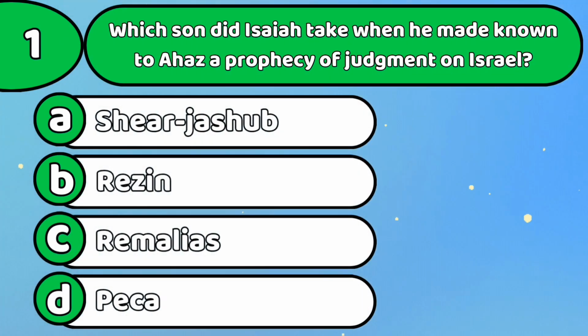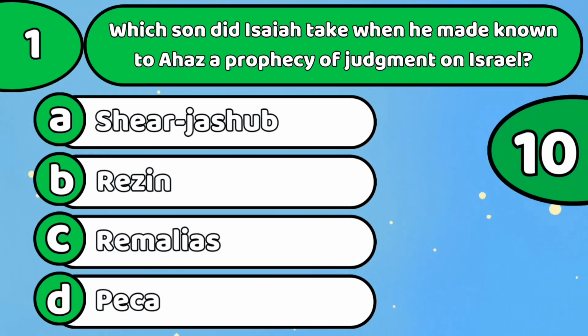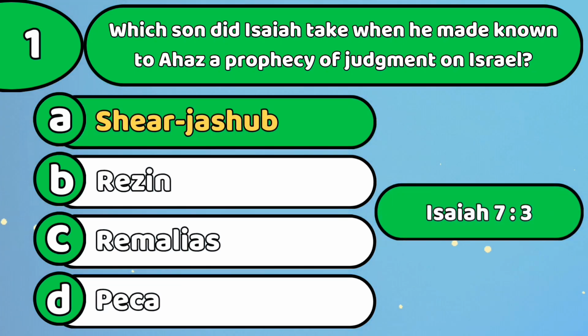Question 1. Which son did Isaiah take when he made known to Ahaz a prophecy of judgment on Israel? A. Shear-Jashub, B. Rezin, C. Ramalius, or D. Pekah? Time to think. Reference: Isaiah chapter 7, verse 3.